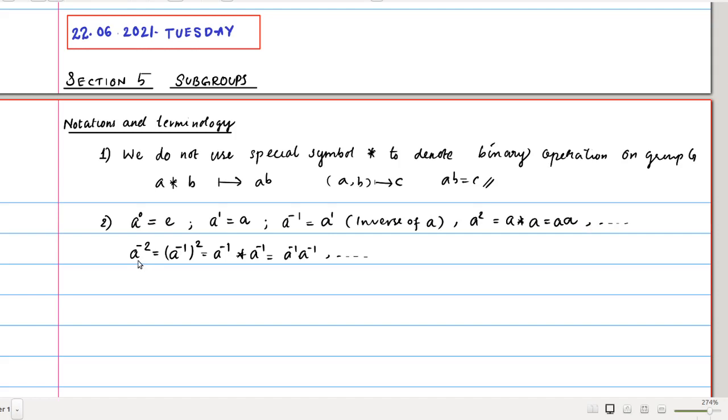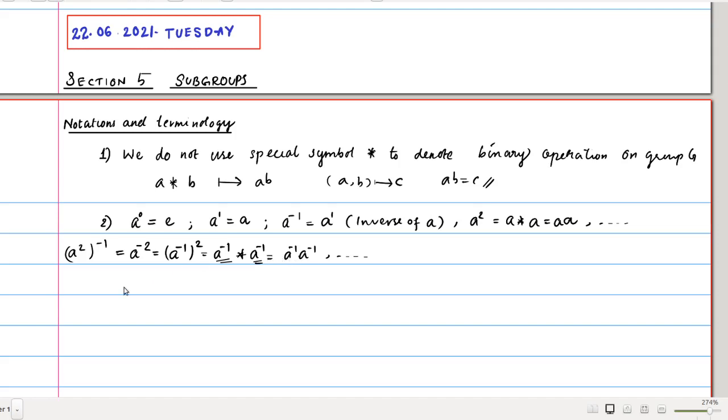Similarly a raised to minus 2 denotes the square of the inverse of a. That is, operate the inverse of a two times, which is the meaning of this. Or you can denote this as the inverse of a square; the inverse of a square is also denoted by a minus 2, and these two quantities are the same. That means a inverse operated two times. So these are the other conventions that we have adopted.